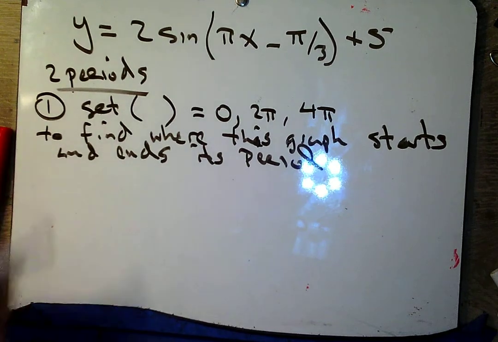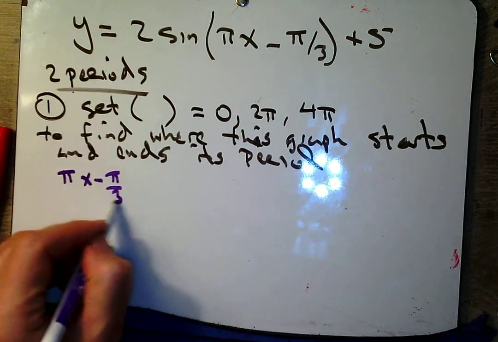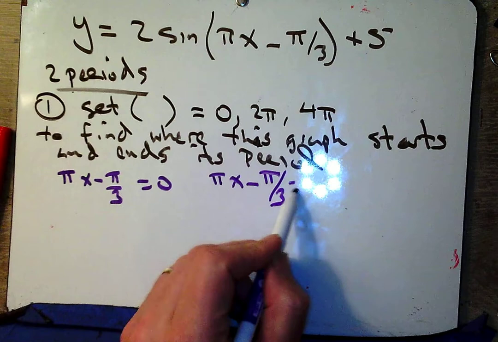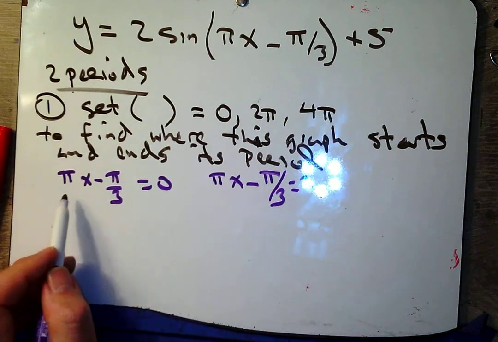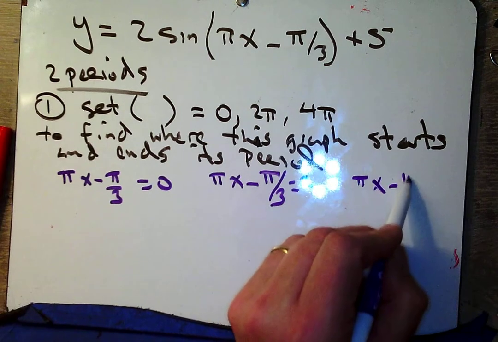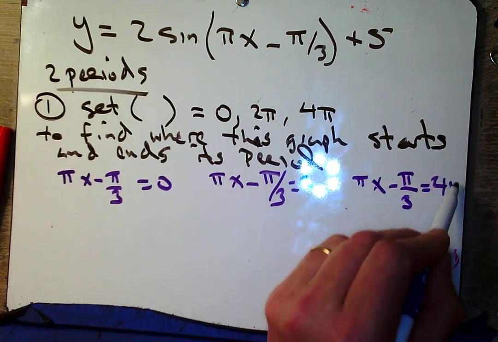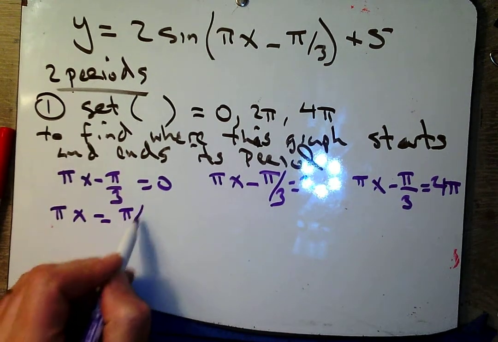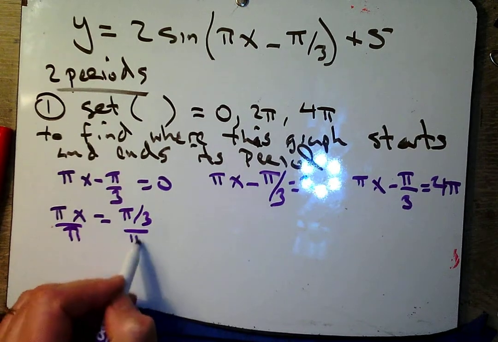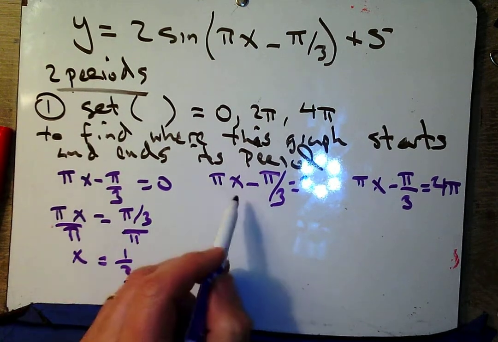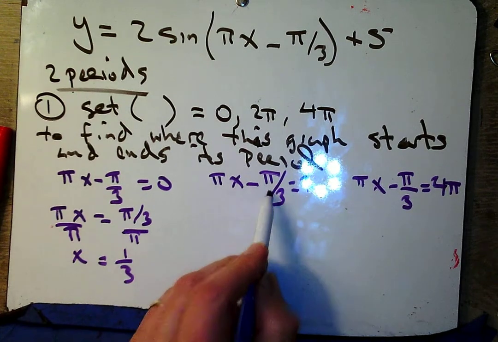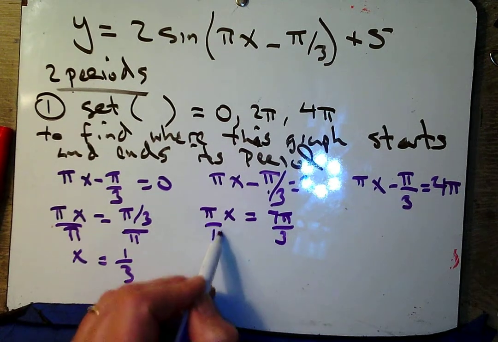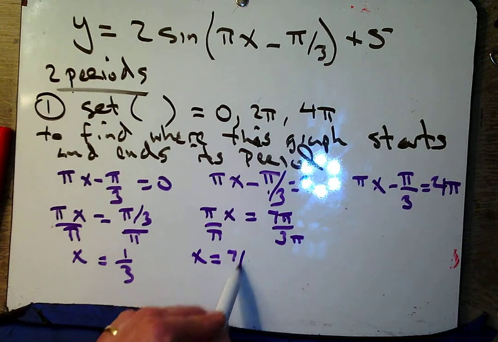Well, we've got pi x minus pi over 3 equals 0. Pi x minus pi over 3 equals 2 pi. That would be sufficient for one period. But if we have to do a second period, then we'll also want 4 pi. So let's solve each of these equations. Pi x equals pi over 3. And if I divide both sides by pi, we get x equals 1/3. And here, this is 6 pi over 3 plus 1 pi over 3, which is going to be 7 pi over 3. And if I divide by pi, I get x equals 7/3.